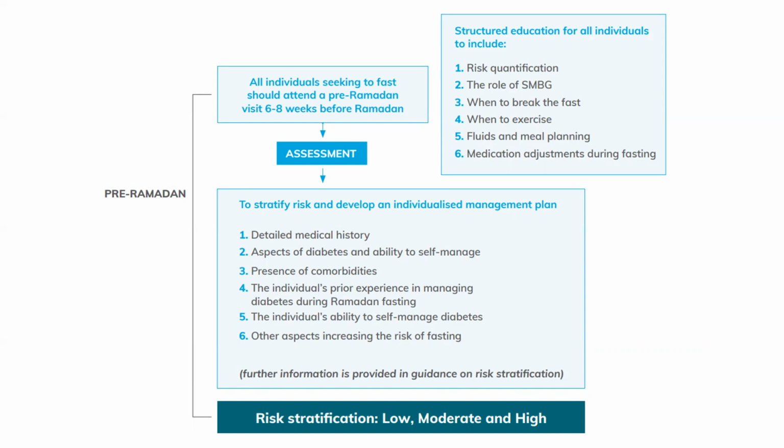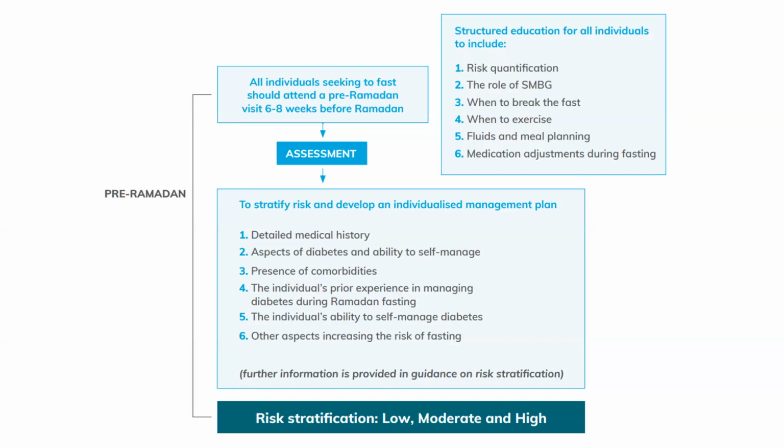We'll look at the different aspects of his diabetes and his ability to self-manage his diabetes, the presence of comorbidities, and what his experience was in the prior Ramadan, the year before. How did he manage his diabetes? Did he have a good experience while managing his diabetes, or did he have any bad experience? We also have to look at other aspects which can increase the risk of fasting, for example, his nature of work and other medical conditions. So when we stratify the risk, we are trying to classify them into low, moderate, and high risk.